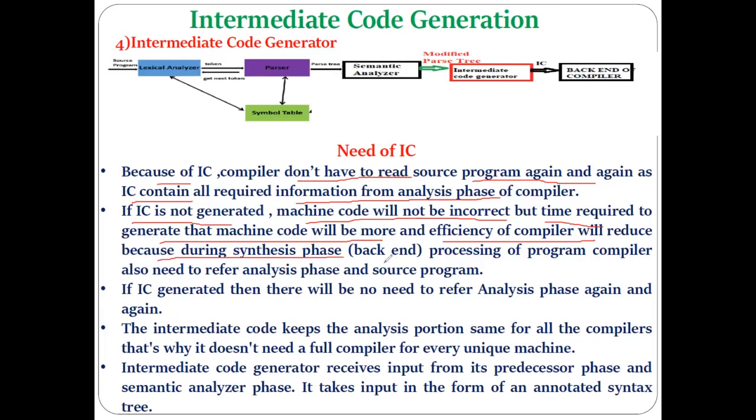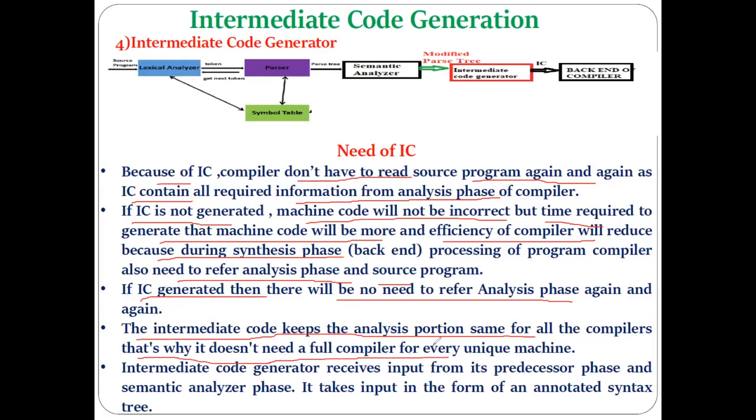that is during the backend processing of your program, the compiler needs to refer to the analysis phase and the source program. If IC is generated, then there will be no need to refer to the analysis phase again and again. So the intermediate code keeps the analysis portion the same for all the compilers. That is the reason it doesn't need a full compiler for every unique compiler.